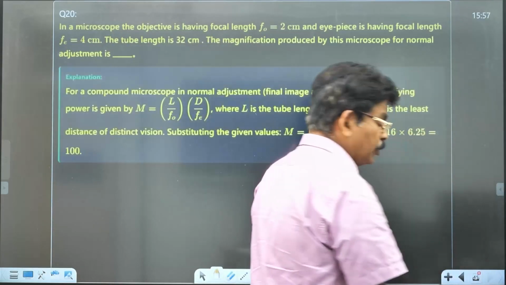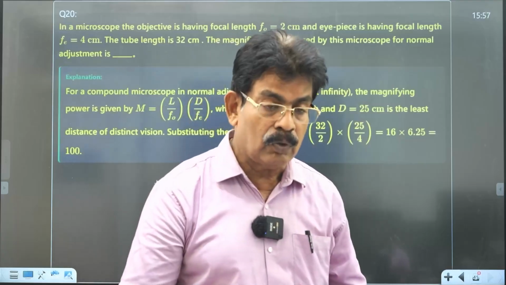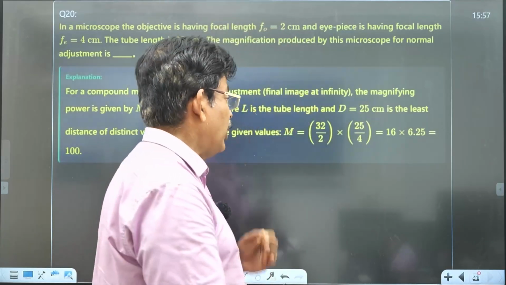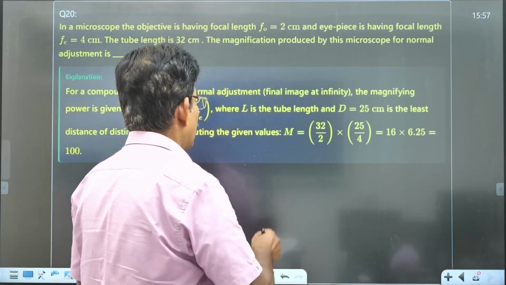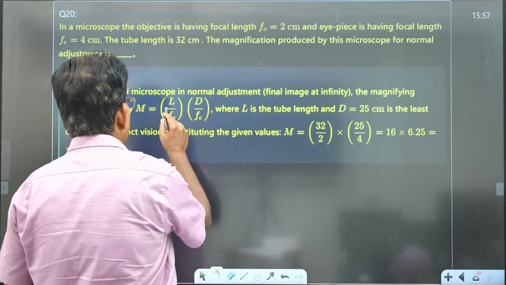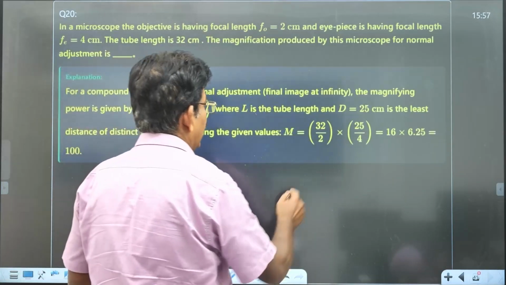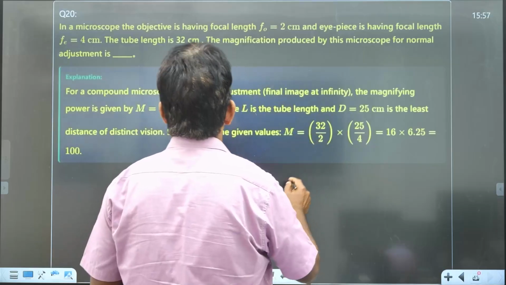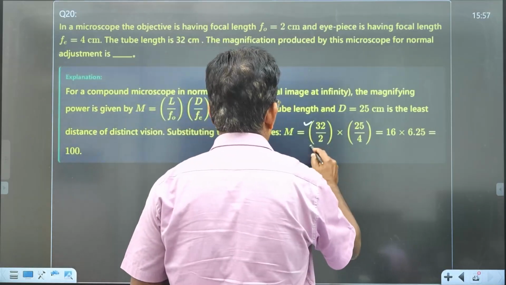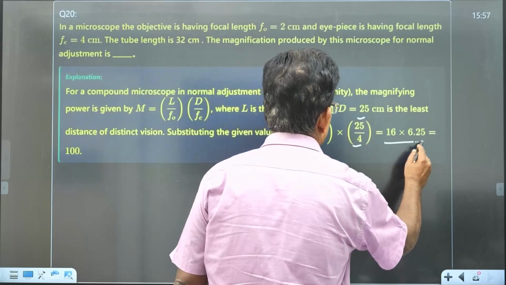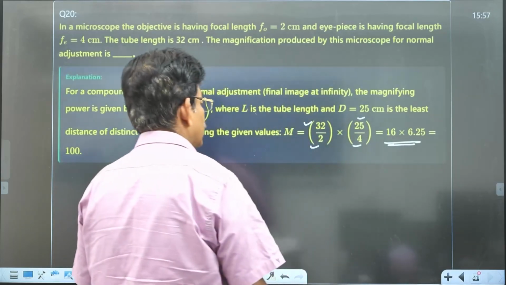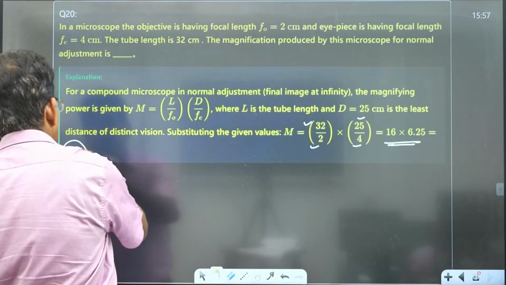This is the easiest problem of this question paper, a direct problem, but 2 or 3 questions have come from the microscope. We have the direct formula for magnifying power, L by FO into D by FE. L is the length of the tube that is given to be 32, FO is 2, D is 25 centimeter, FE is 4. This comes to 16 into 6.25, that is 100.